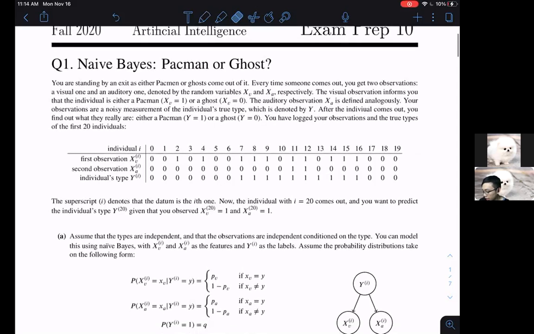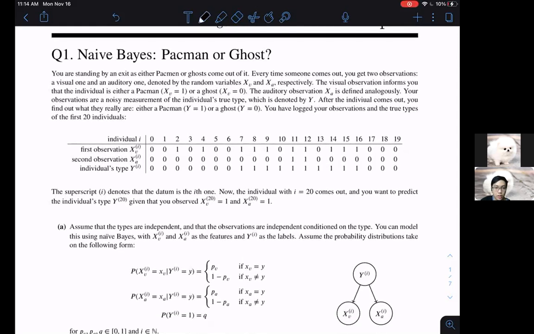Just some notation here. The superscript i determines that the datum is the ith one. When the individual at i equals 20 comes out, you want to predict the individual's type, y20, given that you observed xv20 equals 1 and xa20 equals 1. So basically, we have all this old data, and for the next individual that comes out, at i equals 20, the 21st character, we want to predict the actual type of the character, given that we observed xv20 equals 1 and xa20 equals 1.